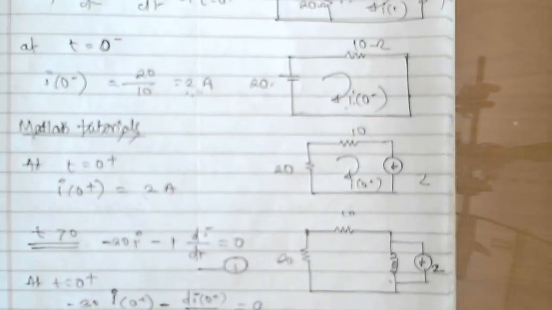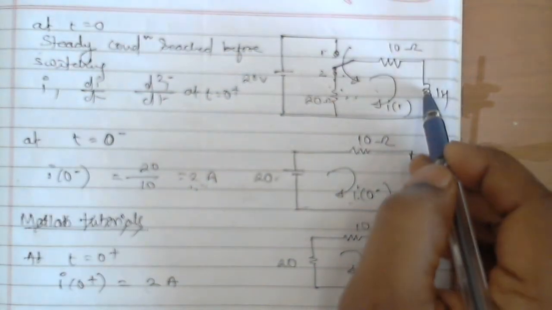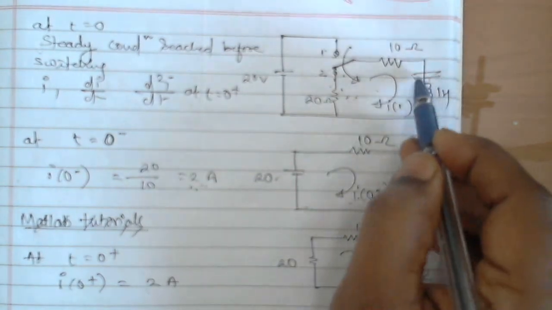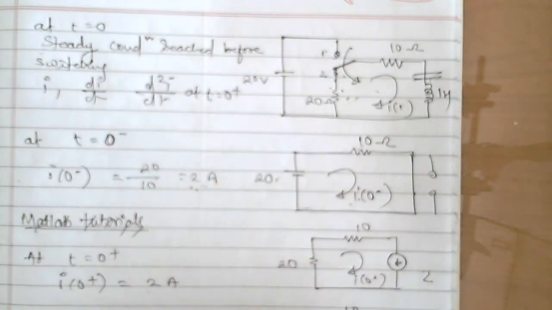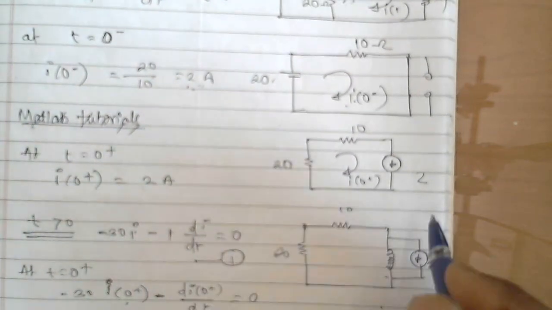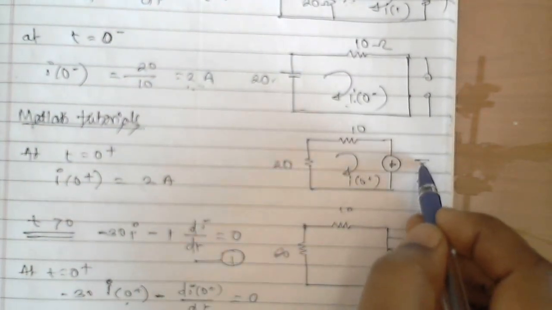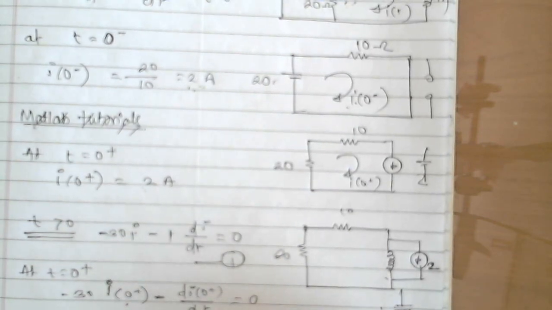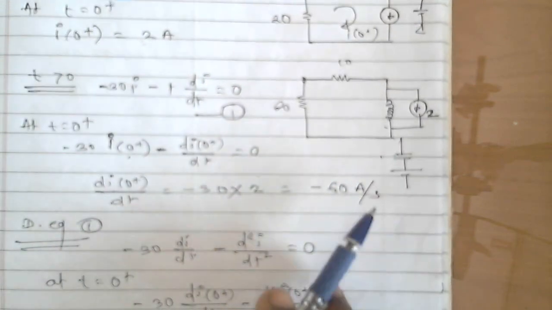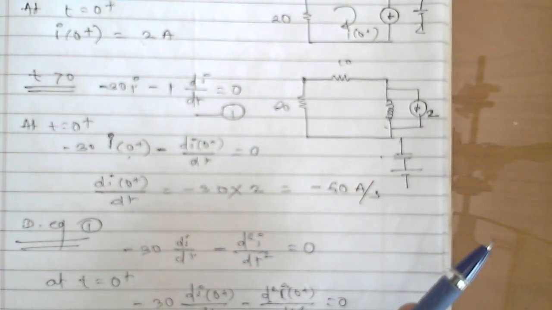Now one simple hint: instead of an inductor, if there is a capacitor, then here it will act as an open circuit because of steady state. Here it will act as a pure voltage source, and here it will act as a capacitor in series with the voltage source. This is the only difference. Otherwise, all remaining things will be the same.